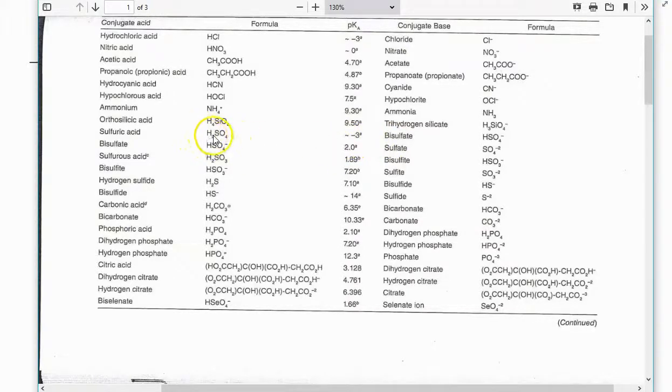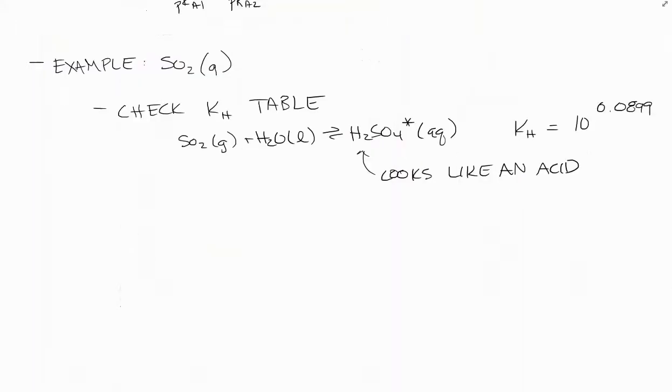It loses its hydrogen, and it becomes bisulfate, HSO4 negative. That still kind of looks like an acid, doesn't it? It still has that H. And indeed, if you go down to the next line, you see HSO4 negative right here, bisulfate. It has a pKa of 2, and then it becomes sulfate. No more hydrogens. You know that's as many acid-base equilibriums that you're going to have to consider.